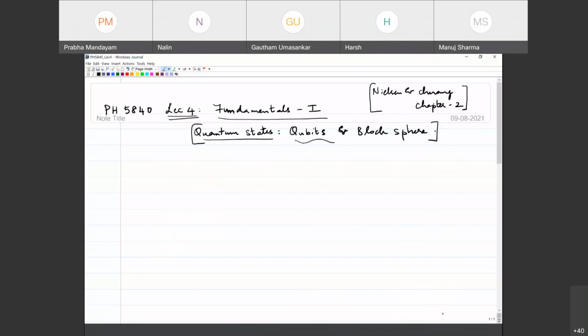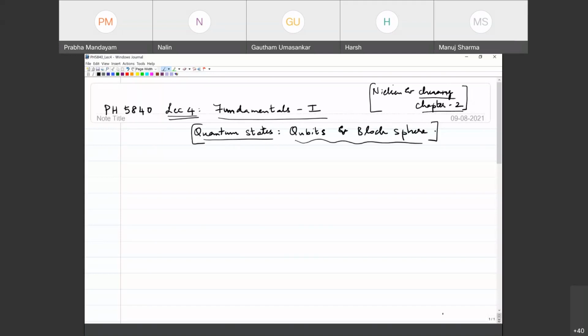And in particular, we'll focus on qubits and introduce a geometrical picture of the qubit via something called the Bloch sphere. Okay. And the reference for what we're going to do over the next few lectures is all going to be Nielsen and Chuang chapter 2, right? That will be my primary reference for what we're going to do.